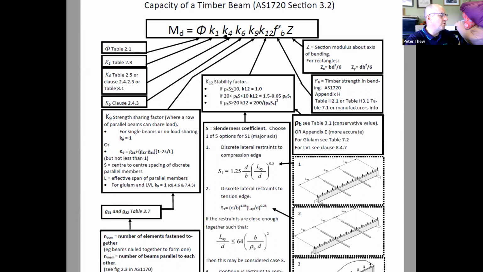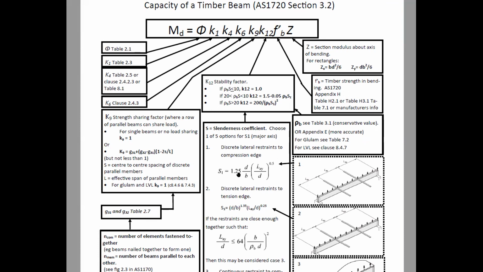The K4, the timber's been sitting around in our storeroom long enough that we're going to call it seasoned. And K6 is cold, so that's 1 as well. So that takes care of most of those factors. K1, of course, is 1 because it's a temporary load. Or it might be 0.97, I'm not sure. Where is it? 5 minutes. No, it's still 1. Yep.